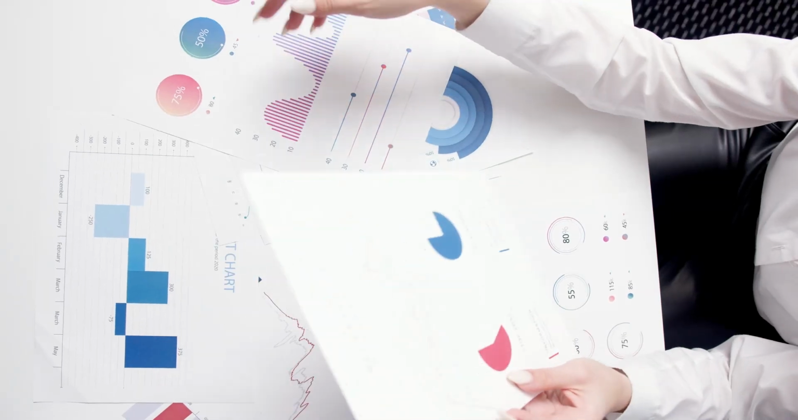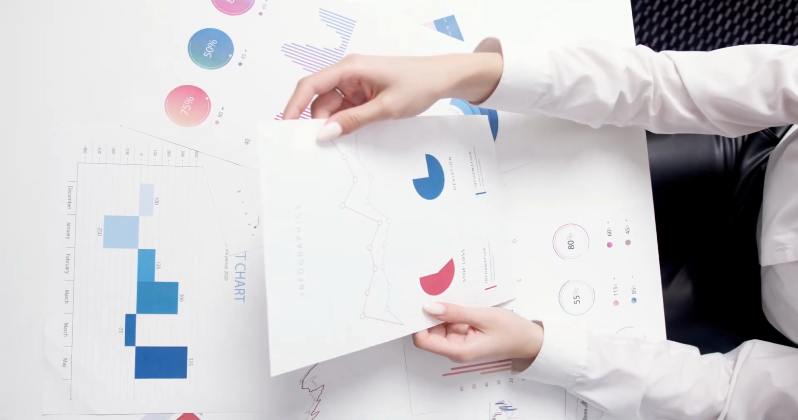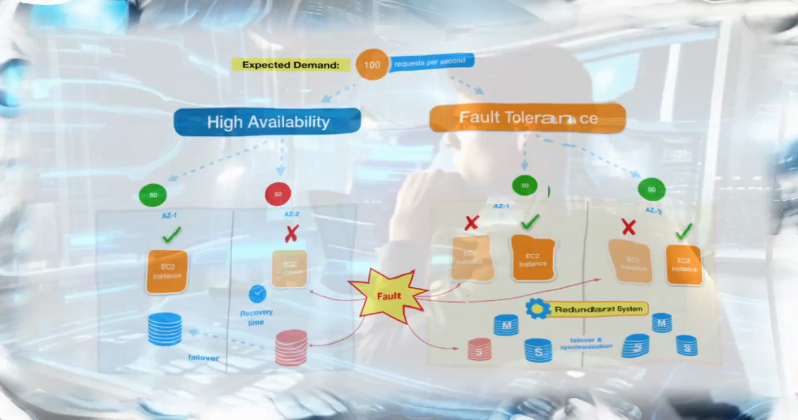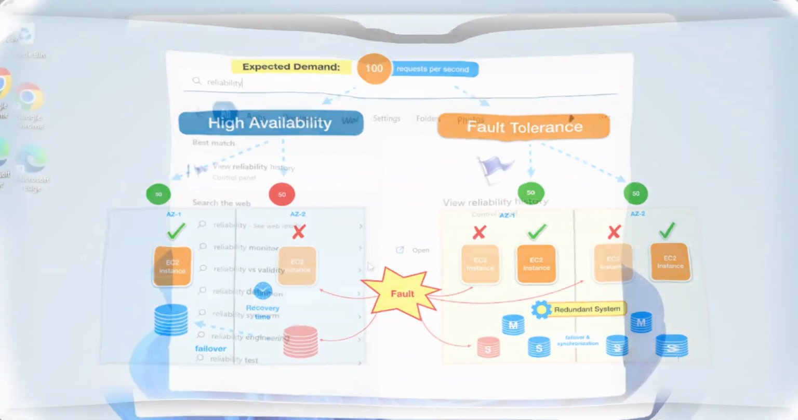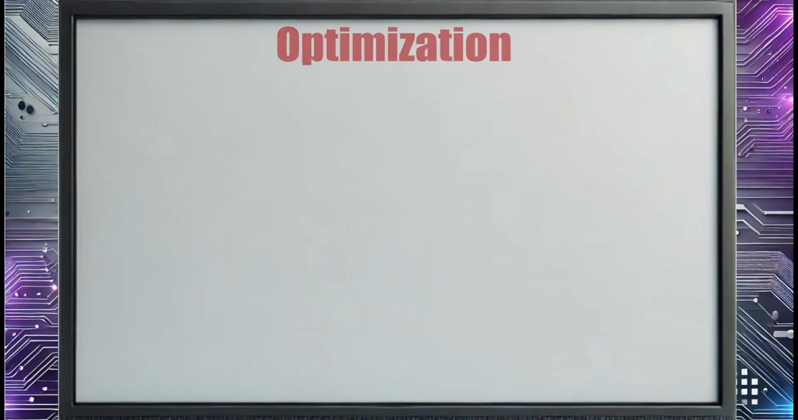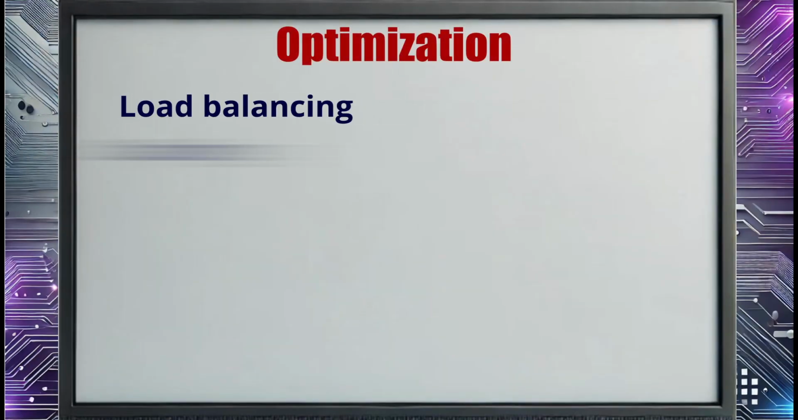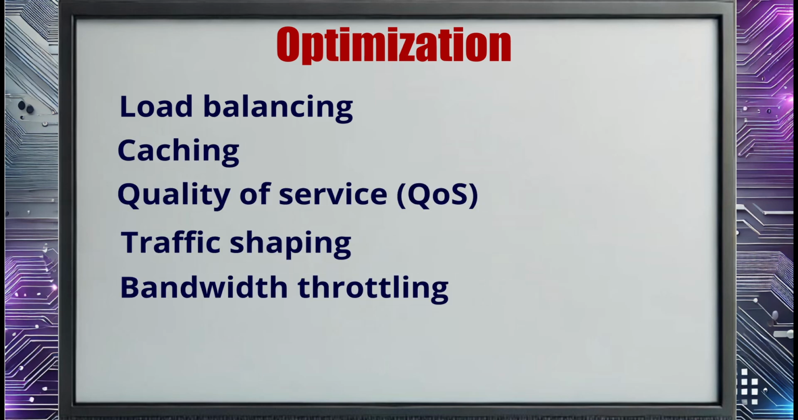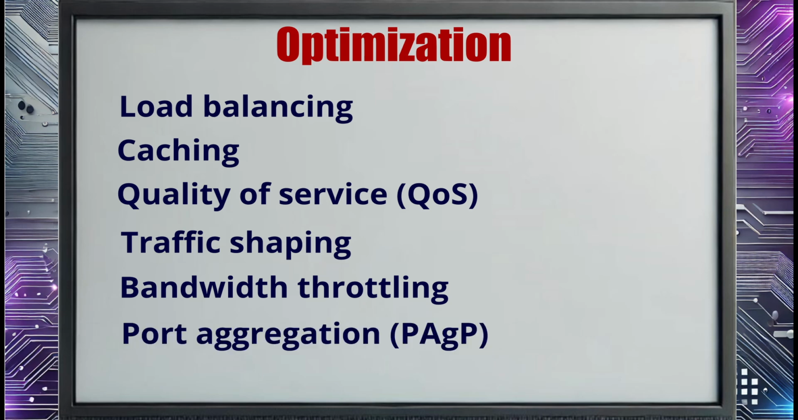You should always look for ways to optimize your network and improve its performance. As a network administrator, it's your job to increase fault tolerance so your network can function when a component goes down. One of your most important responsibilities is maintaining reliability for employees and clients. In this lesson, we're going to look at several tools you can use to make this happen: load balancing, caching, quality of service, traffic shaping, bandwidth throttling, and port aggregation.